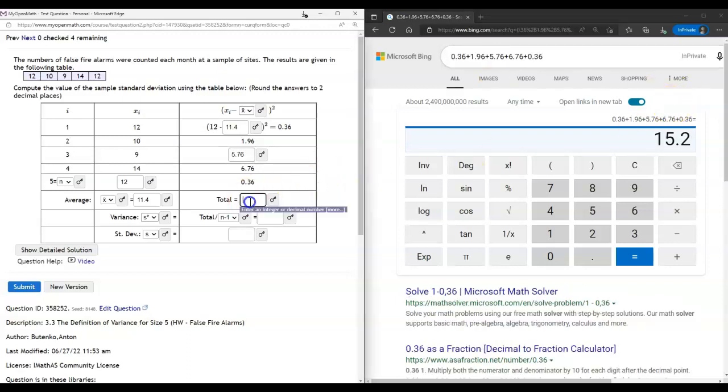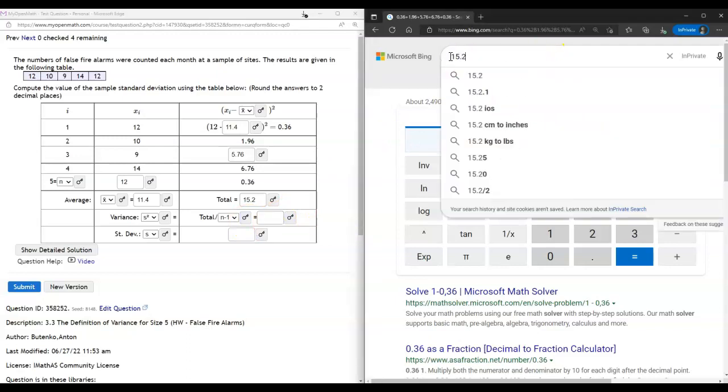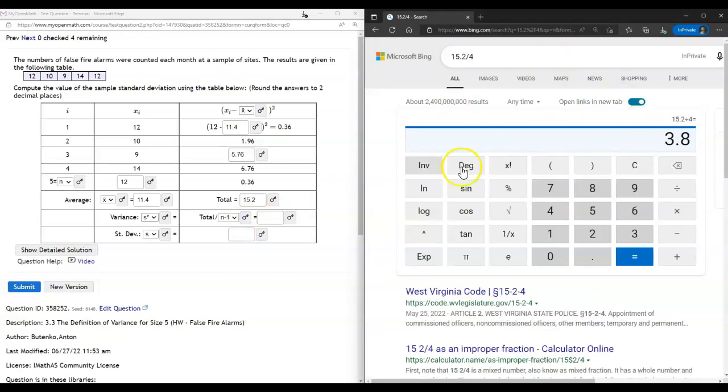The total is 15.2, and we now divide the total by n minus 1, but n is 5. So if n is 5, n minus 1 will be 4. So I'm actually going to divide 15.2 by 4, which is 3.8. So this is my variance.